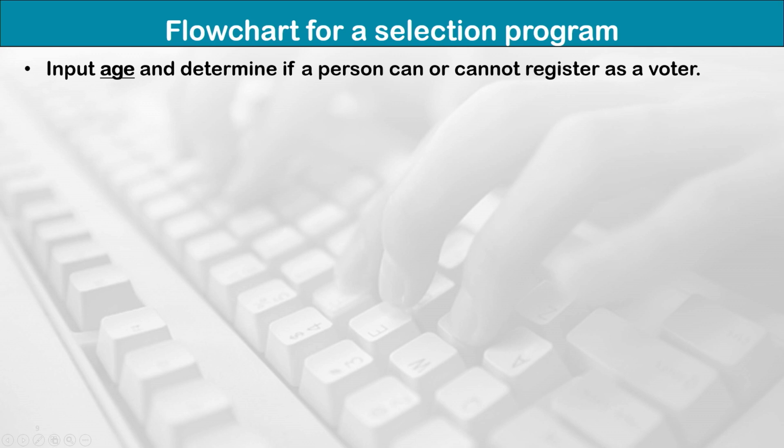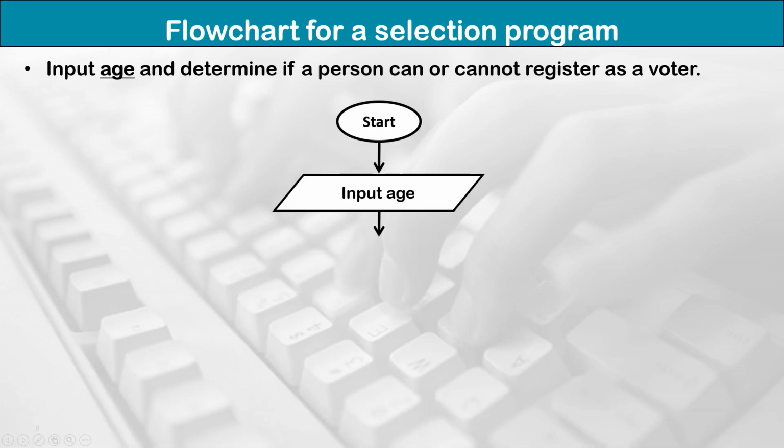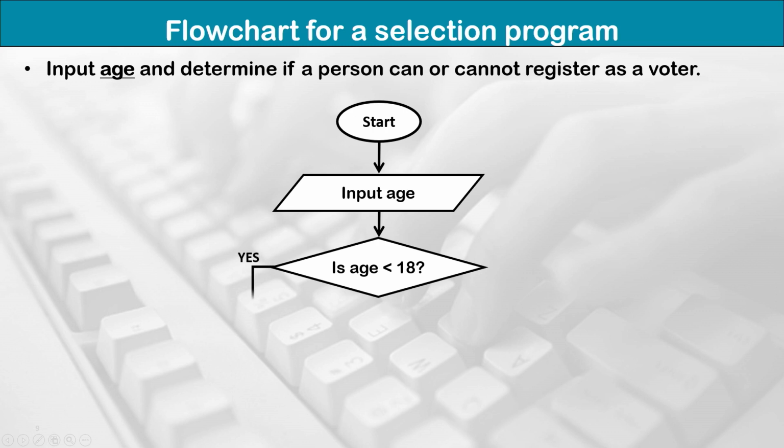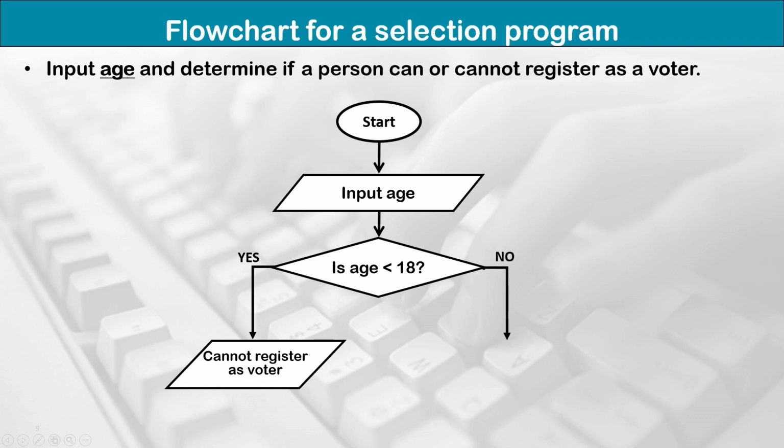Let us start by listing the instructions of the flowchart. Get the person's age. Check the age. Is age less than 18? If age is less than 18, person cannot register as a voter. But if age is not less than 18, that is, age is equal to or greater than 18, the person can register as a voter.